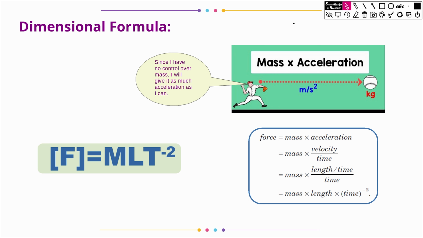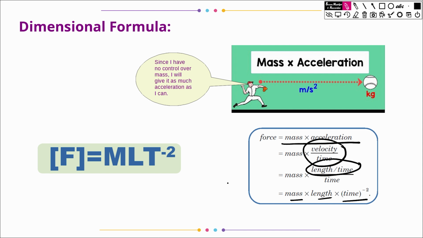To make it clear what we just said earlier, consider the physical quantity force. In the figure, we can see a baseball player trying to generate as much force as he can. This force is equal to mass times acceleration. And acceleration is nothing but change in velocity divided by time interval, so acceleration is velocity by time. And velocity, on the other hand, is length divided by time. So rearranging, we can write force is equal to mass cross length cross time to the power minus 2.